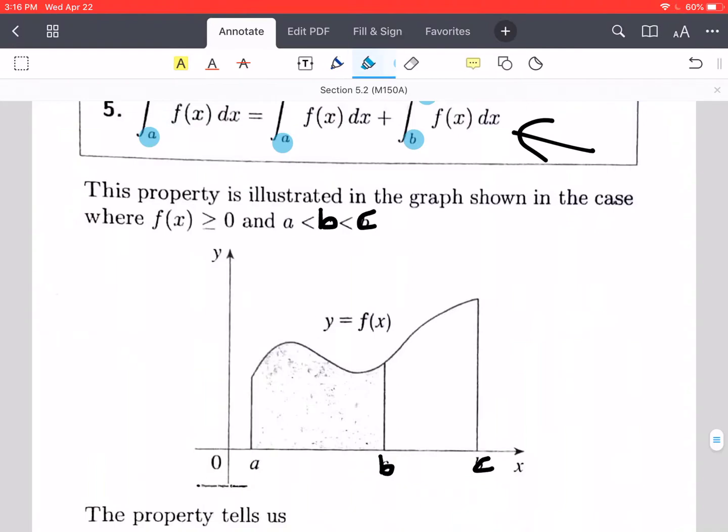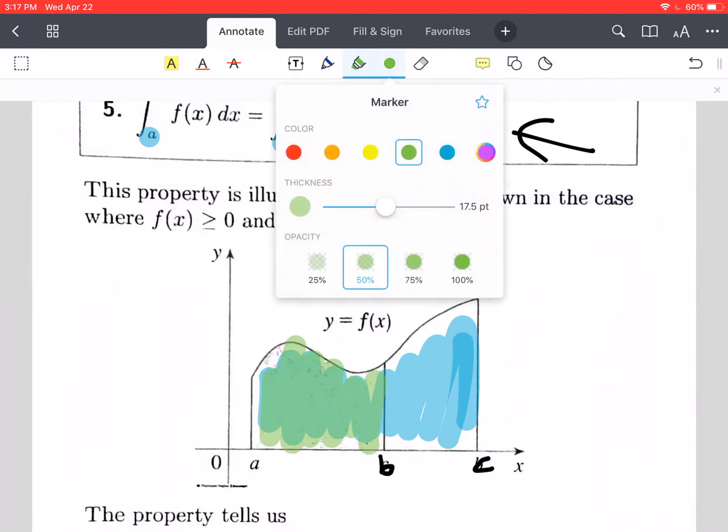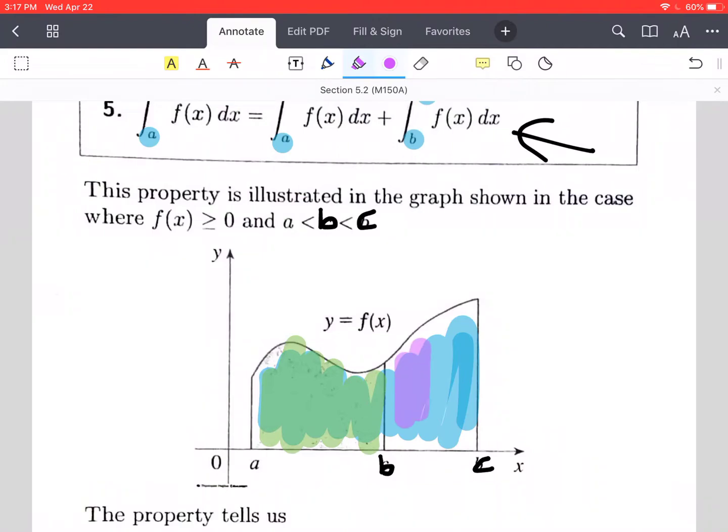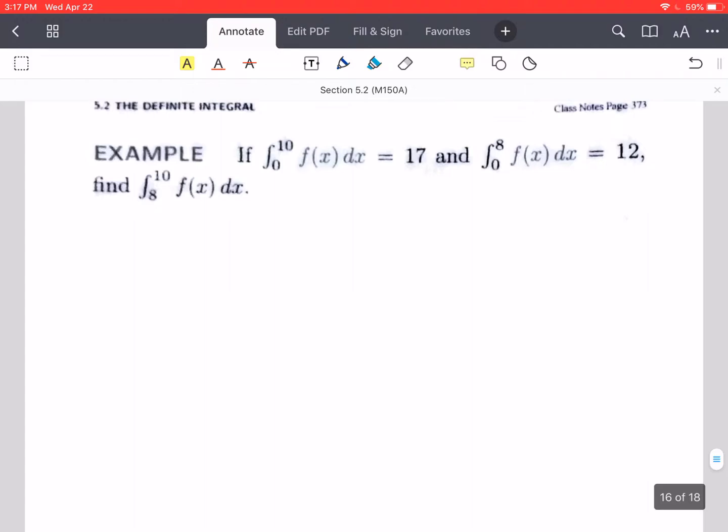But all this is basically saying is if you take the area of the whole thing, that is equal to the area of the first part plus the area of the second part. Okay, add those together and you get the entire area all the way. Okay. Let's look at this example.